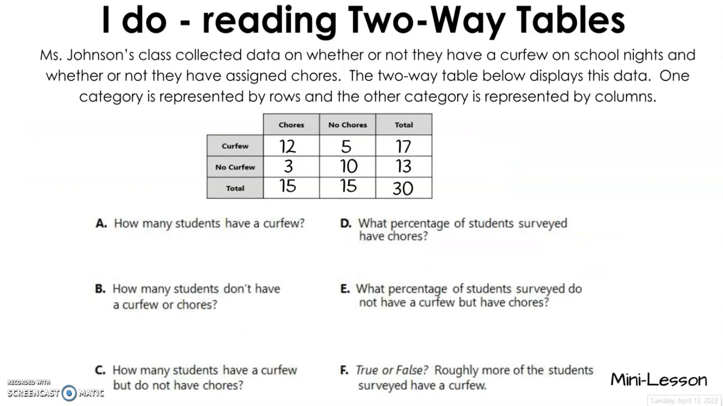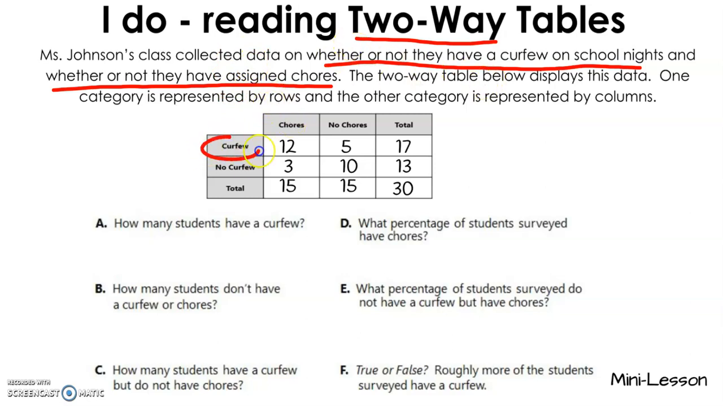So we use another type of display for questions where the answers are categories called a two-way table. So here we go. Ms. Johnson's class collected data on whether or not they have a curfew, statistical question number 1, on school nights, and whether or not they have assigned chores at home, statistical question number 2. So we've got two statistical questions. And you'll notice the answers are both categories.